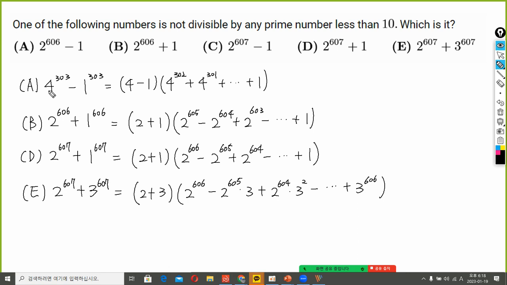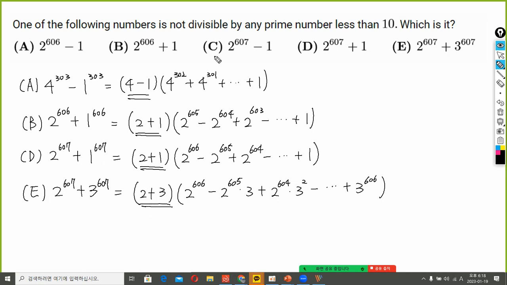In the case of A, we can change this 2 to the 606th power to 4 to the 303rd power, and we can make this type of factorization. So that means A is a multiple of 3, and B is a multiple of 3, D is a multiple of 3, E is a multiple of 5.